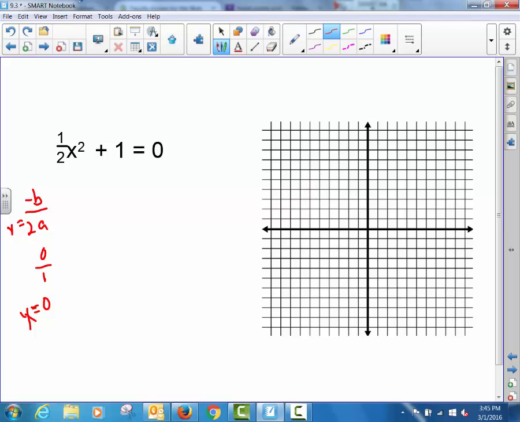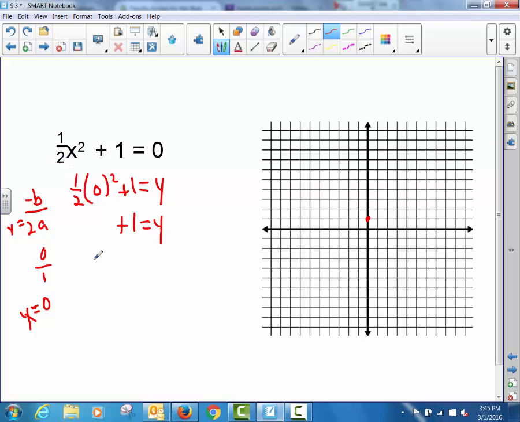So we take the 0 and we put it in for x, and that gives us 1/2 times 0 squared plus 1 equals y. So that gives us plus 1 equals y. So our vertex is going to be at 0, 1. We select another point. Let's select 2, because whenever you have a fraction, it's a good idea to select multiples of the denominator. So we're going to select 2.